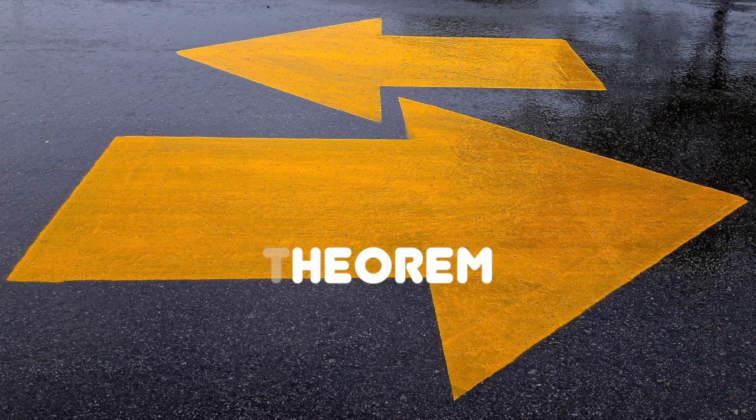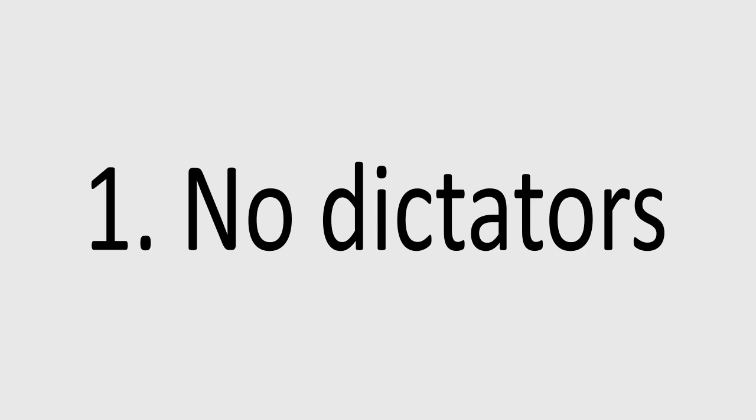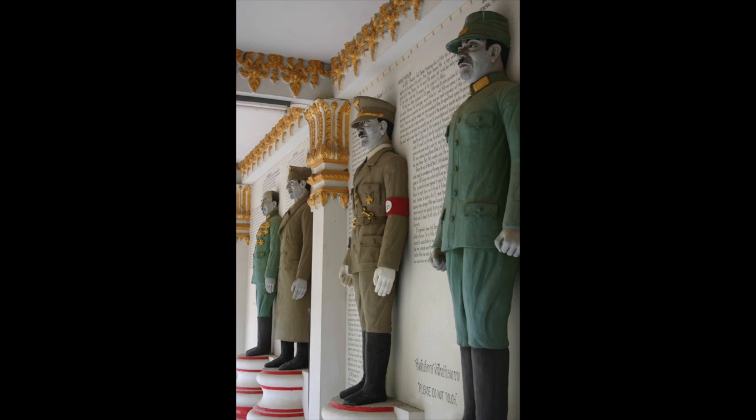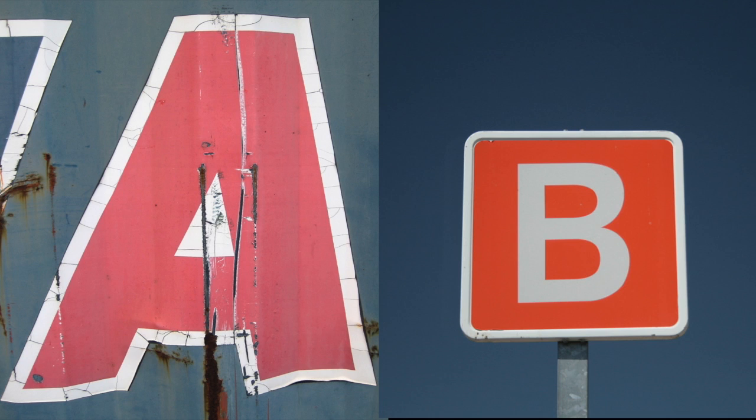This theorem, which helped win Kenneth Arrow the Nobel Prize in Economics in 1972, starts by asking that a voting system should satisfy a few reasonable assumptions. First, no dictators. The outcome is not simply the wish of one person. Second, Pareto efficiency. If every voter prefers candidate A to candidate B, then the outcome should have A over B.